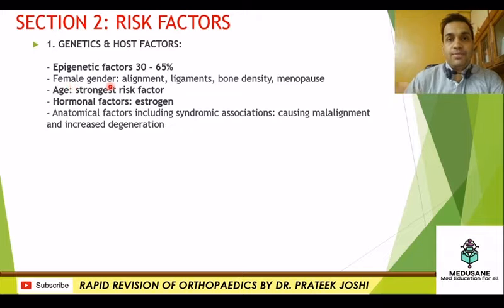Female gender will predispose to osteoarthritis because firstly, as you know, lower limbs of females are more in physiological varus as compared to lower limbs of males, and therefore there is already reduced joint space, especially in the medial compartment of the knee, because of which osteoarthritis, especially osteoarthritis knee, is more common in females.